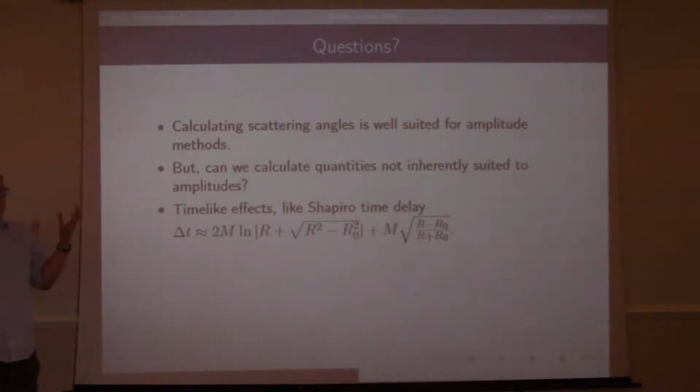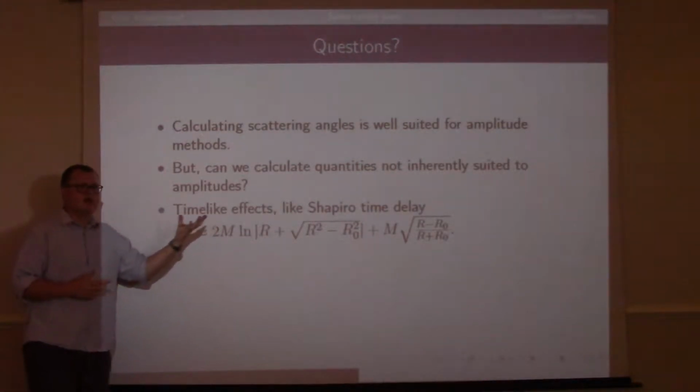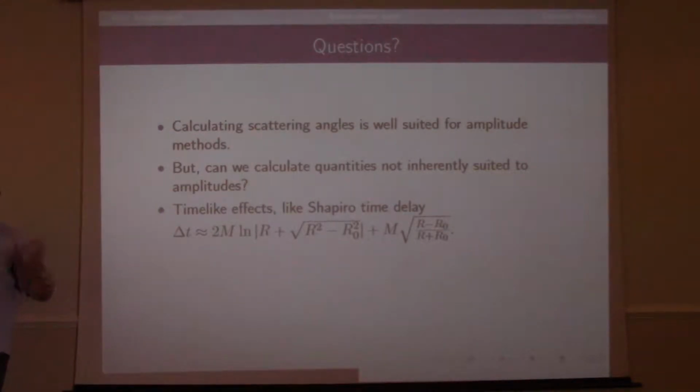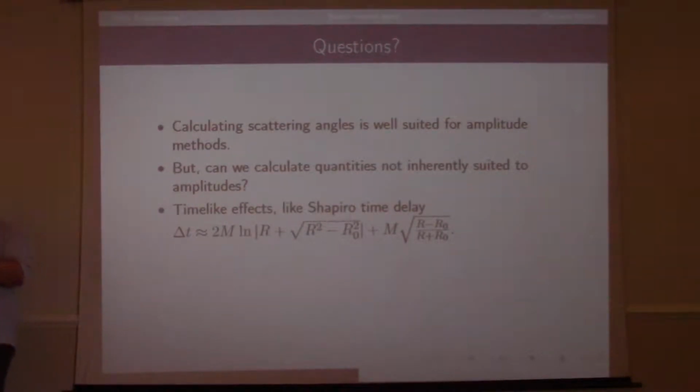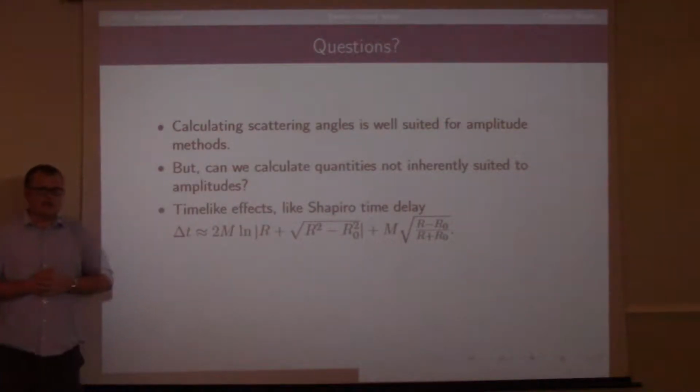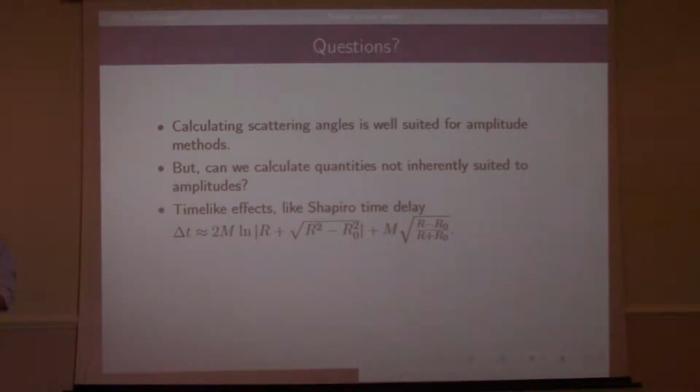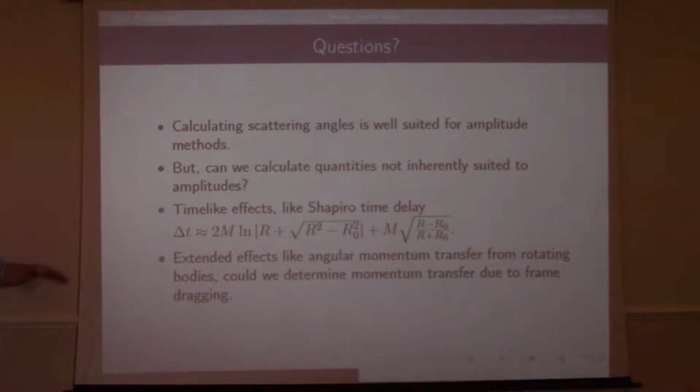So the first question we'd like to ask is, can we calculate something like the Shapiro time delay, which corresponds to a light ray moving past a massive body? We have some warping in space-time, so we can pick up this time delay in light traveling past it. But scattering amplitudes are about a specific point in space-time. So could this be calculated using these methods?